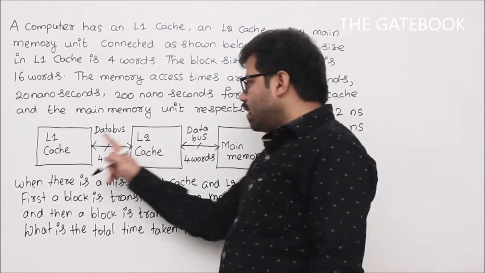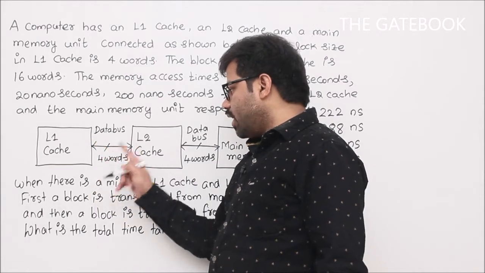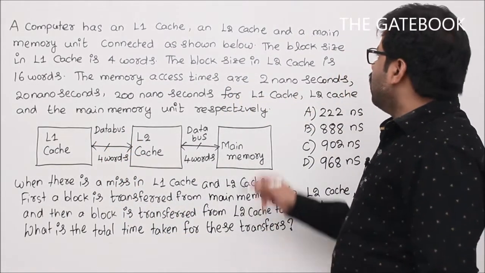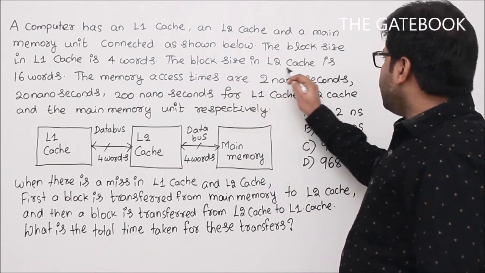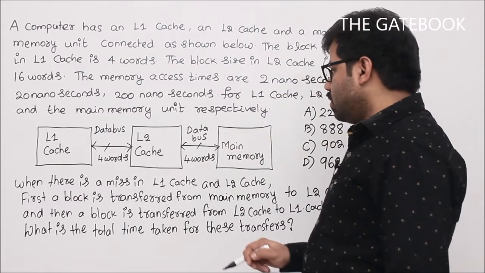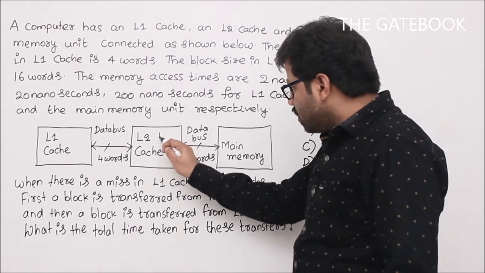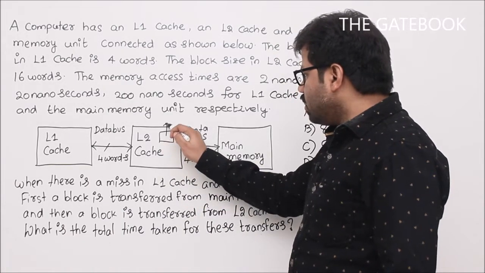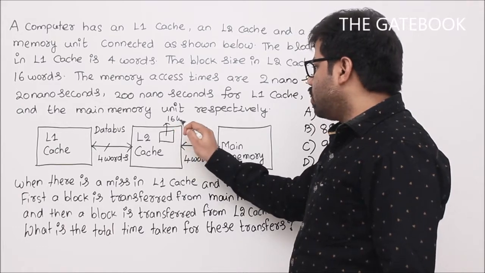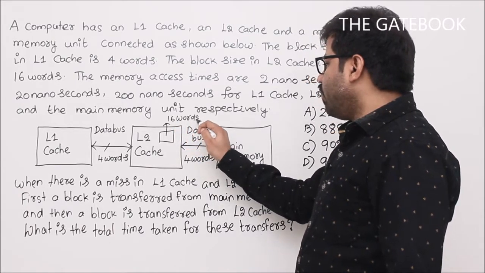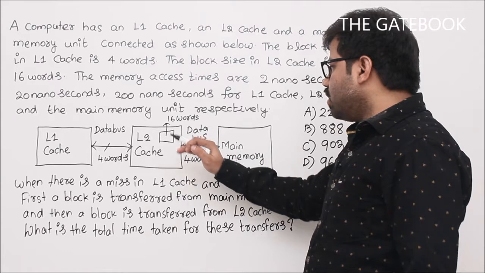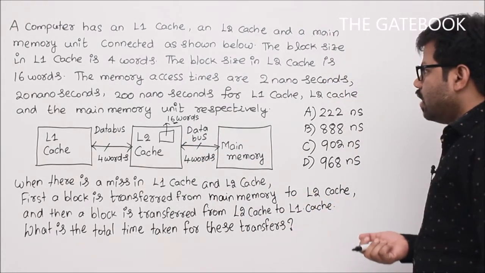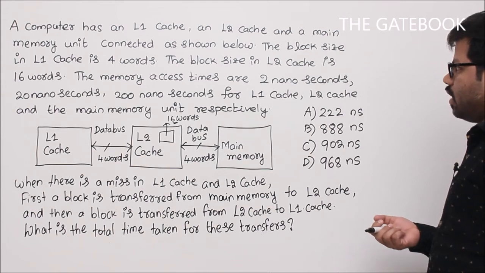Now between L2 cache and L1 cache we have a data bus of size 4 words again. Remember it. Now the block size in L2 cache is 16 words. That means in this cache we will have blocks, and the block size is 16 words. Whenever we transfer data from main memory to cache, we have to transfer 16 words. That is the intention of fixing the block size.